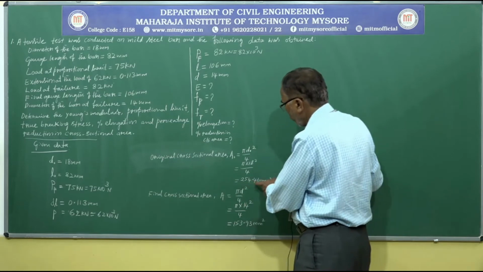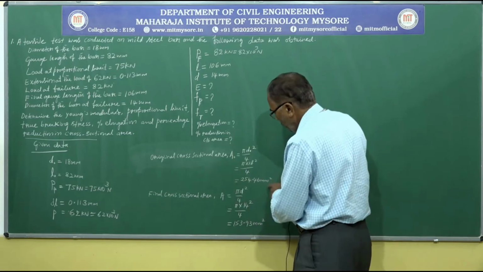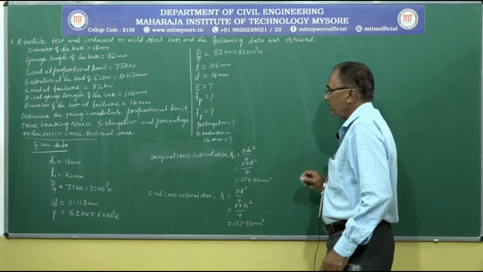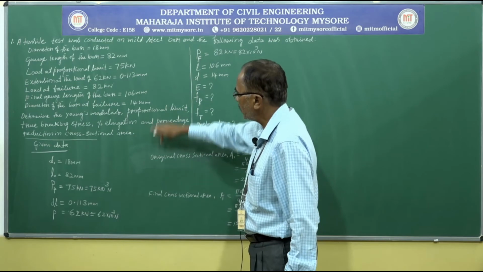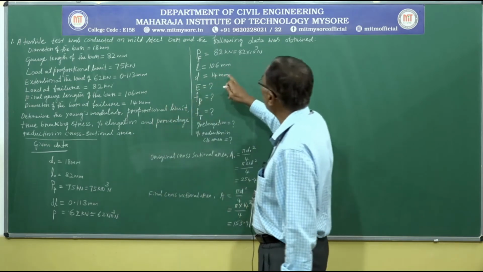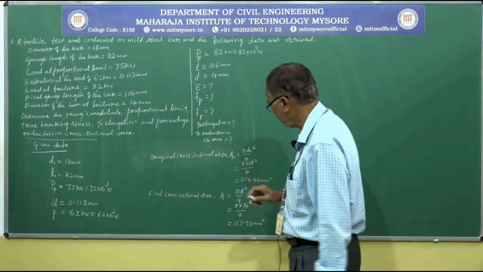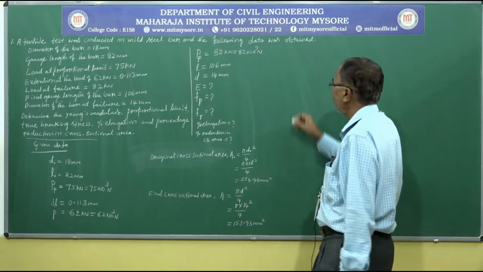See the change in cross sectional area. Originally it was 254.46 millimeter square. Because of the applied tensile load, there is a reduction in cross sectional area, and we have already seen that because of the applied tensile load, there is an increase in the length of the specimen from 82 millimeter to 106 millimeter. Next, let us calculate these unknown quantities one by one.